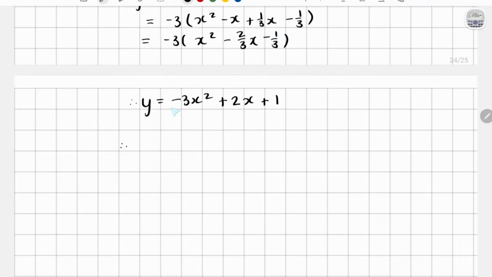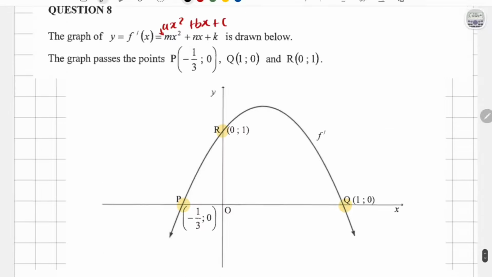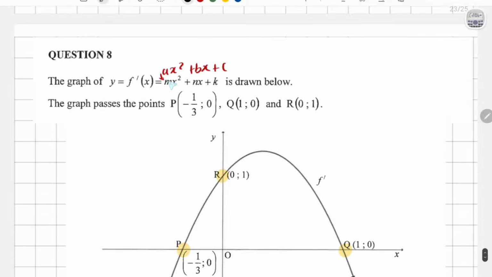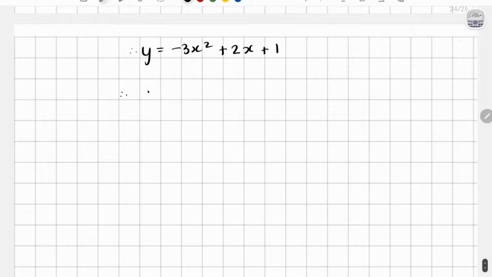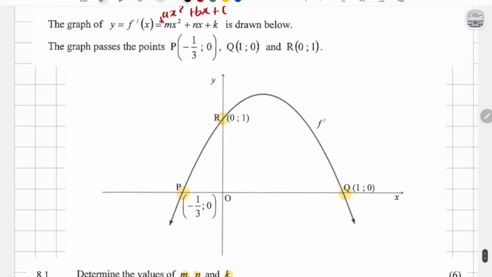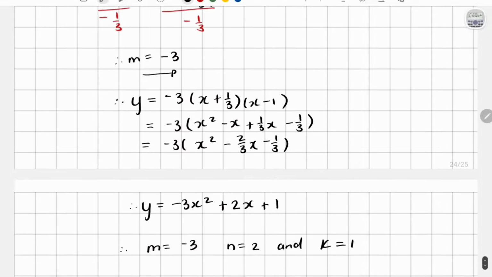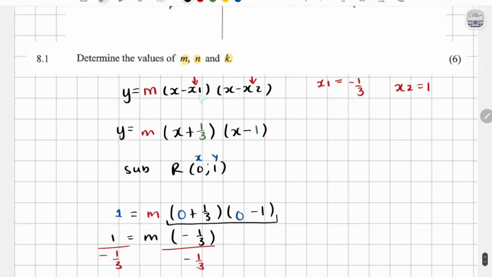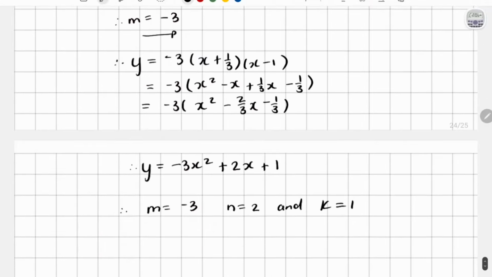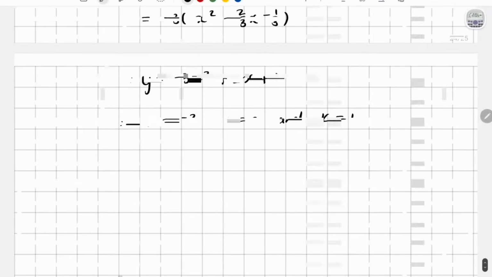So this would mean that now that it's in this format, m is this, n is this, and k is this. So it means that m is equal to negative 3, n is equal to 2, and k is equal to 1, which we could already see from here that k was 1. Okay, so that's how to solve for this. You have to use the x-intercept formula of a parabola. Okay, moving on to the next question.